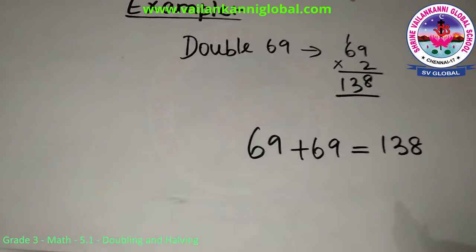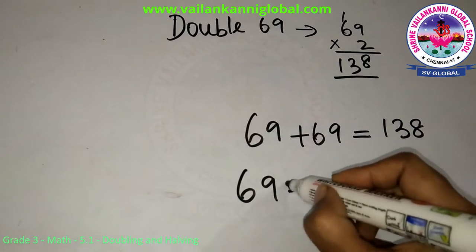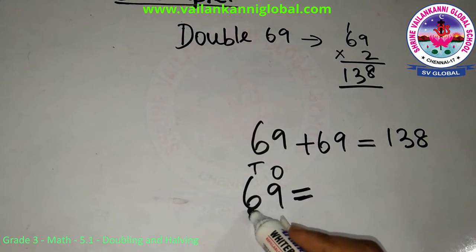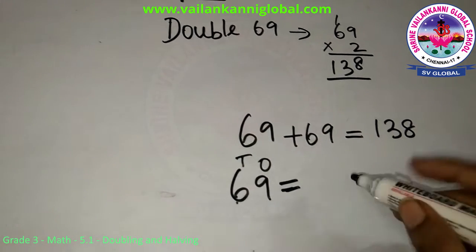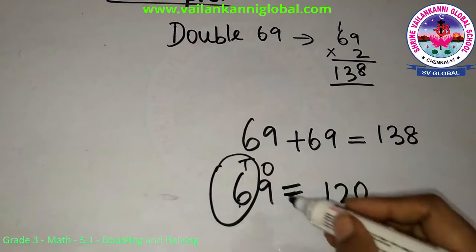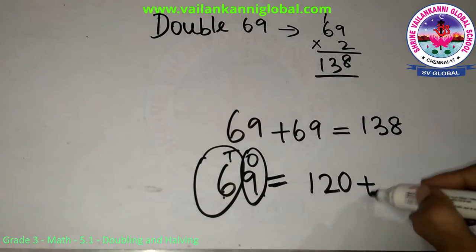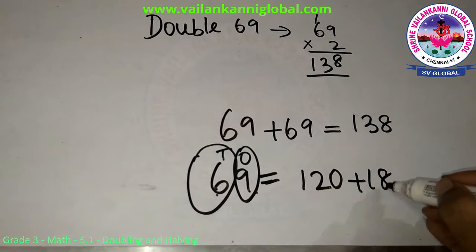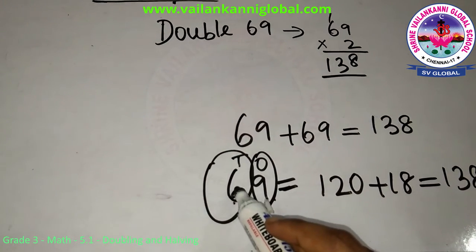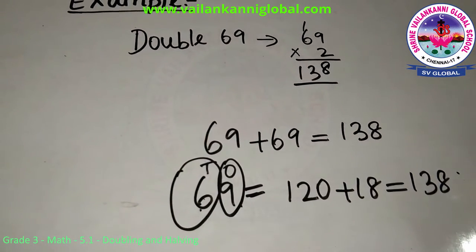There is also another way of doing it, with 69. You can double it with ones and tens. First find double of 60, which is in the tens column. Double of 60 is 120. Then double of ones: 9 plus 9 is 18. So 120 plus 18 also gives you the same answer. You can double the tens place first, double the ones place, and then add them. You will get the answer.